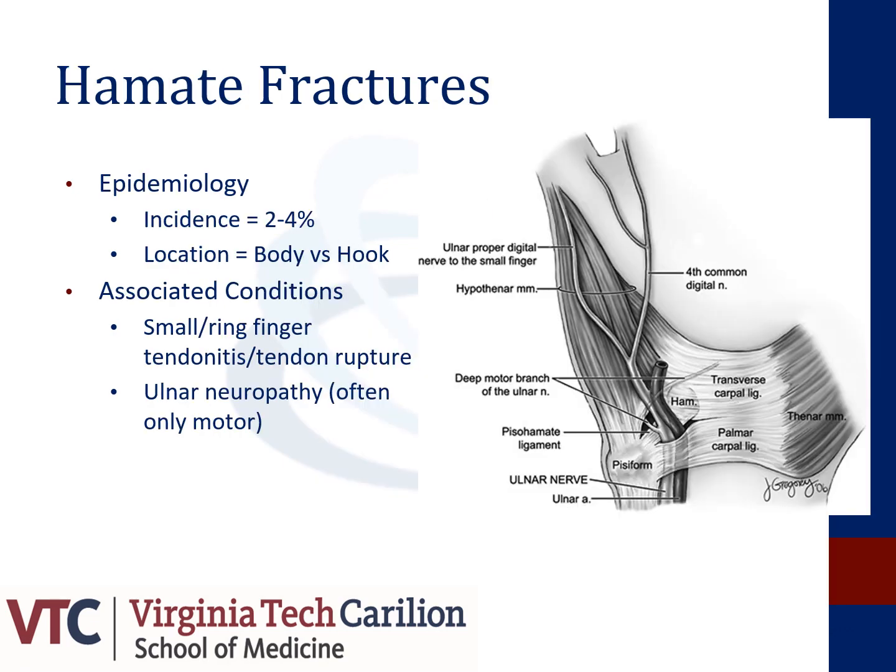Hamate fractures tend to be classified based on location, whether it is a hamate body or a hook of the hamate fracture. The associated conditions listed tend to occur most commonly with hook of the hamate fractures, and they are either a tendinitis or tendon rupture of the small and ring finger flexors as they traverse the hook of the hamate, or ulnar neuropathy, which most commonly is motor, and it occurs in zone 2 of Guyon's canal. The image here is a depiction of Guyon's canal demonstrating the relationship between the ulnar nerve and the hook of the hamate.